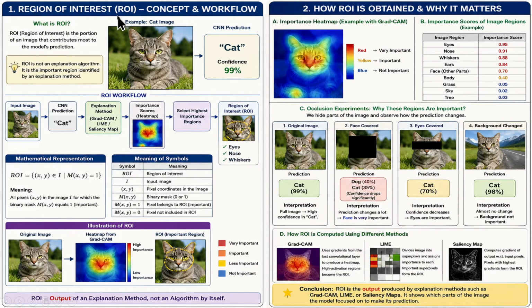Last class we learnt about ROI. Just a quick recap. ROI is the portion of an image that contributes most to the model's prediction. In this entire image, what is the area that is contributing most in the prediction of the class? Here CNN, which stands for convolutional neural network, is giving the prediction as cat with a confidence level of 99%. Now we want to know using various different techniques, what is the region in this image that has led to this class prediction.